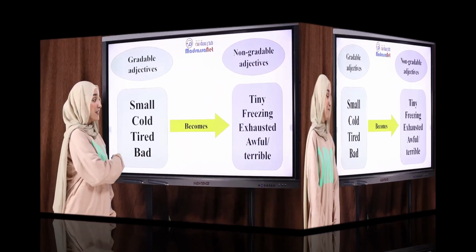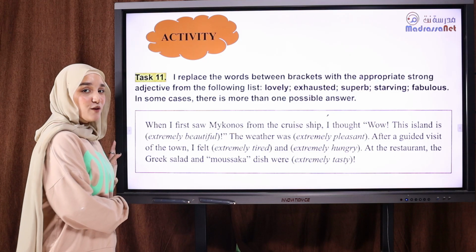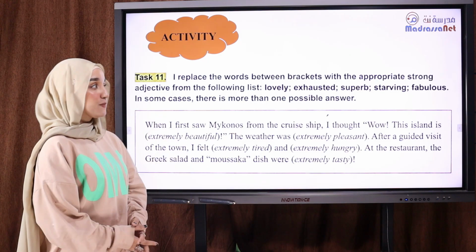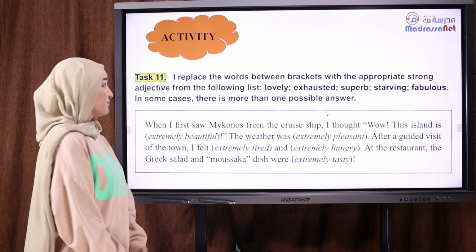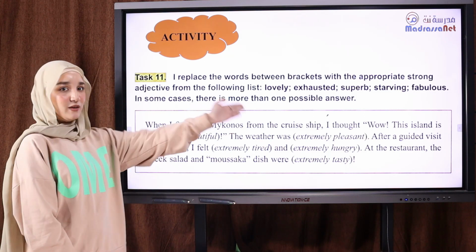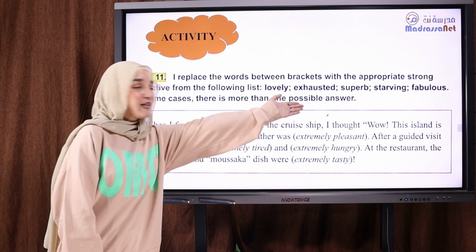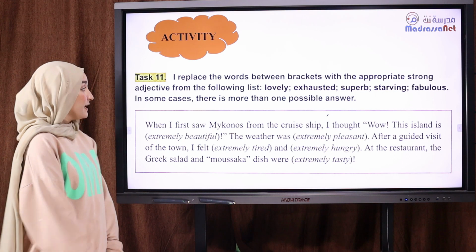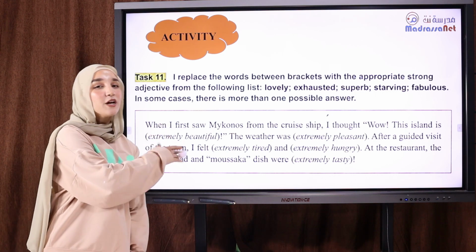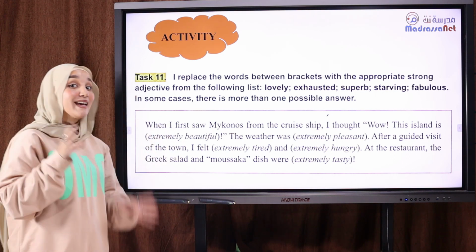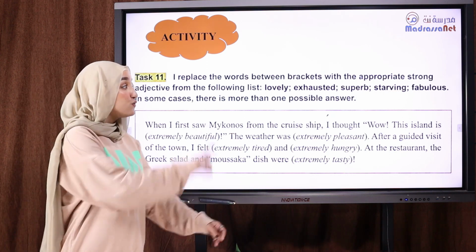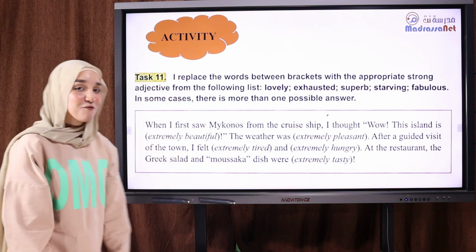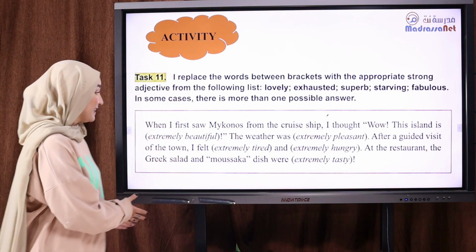Let's take a look at the next slide. This is an activity from the school book. It says, replace the words between brackets with the appropriate strong adjective from the following list: lovely, exhausted, superb, starving, fabulous. In some cases, there is more than one possible answer. So in some cases, you can actually use 2 of the adjectives from this list, okay? So let's take a look at the paragraph.